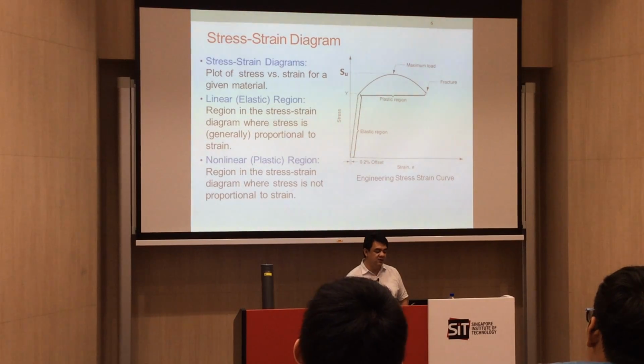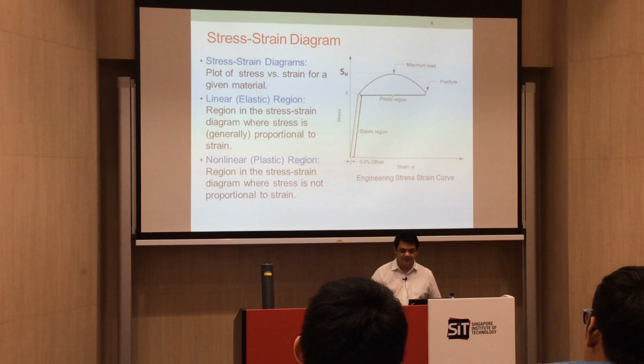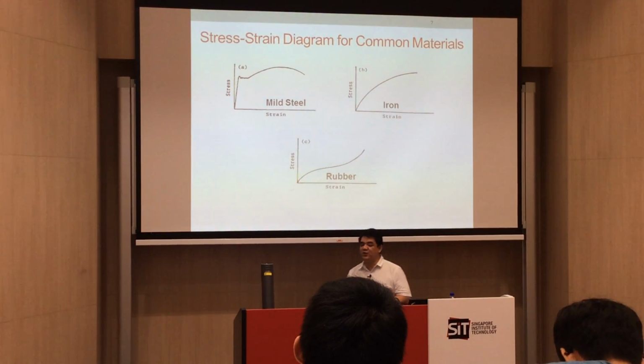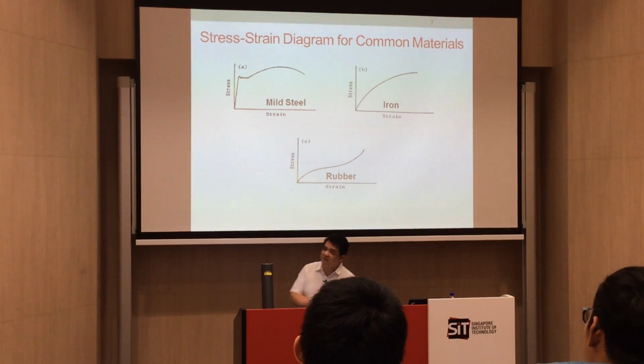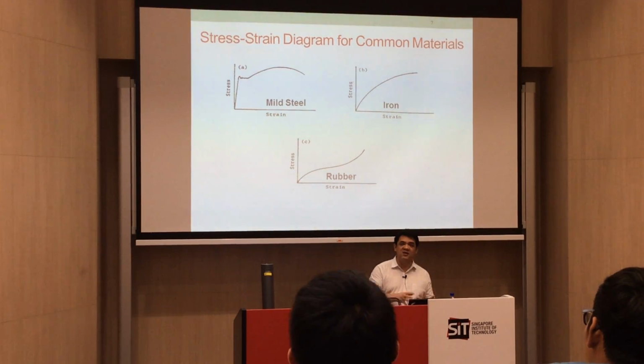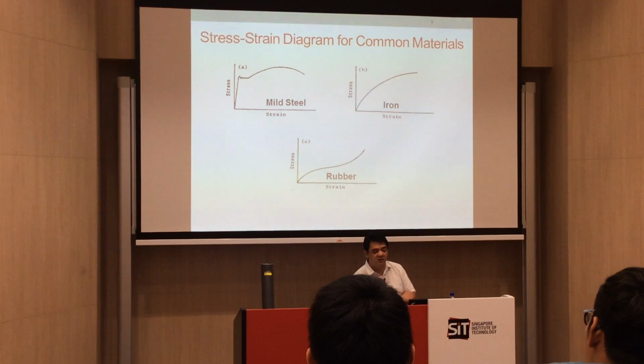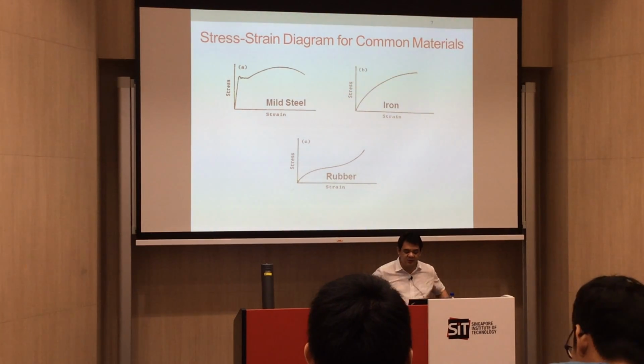Linear elastic region: the region in the stress strain diagram where stress is generally proportional to strain. Non-linear plastic region: the region in the stress strain diagram where stress is not proportional to strain. Those are definitions. Now, for different materials, you have different behavior of the stress strain curve, such as mild steel, iron, and so on. You have these different types of stress strain diagrams.